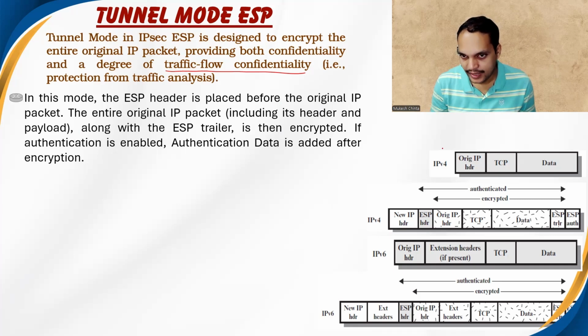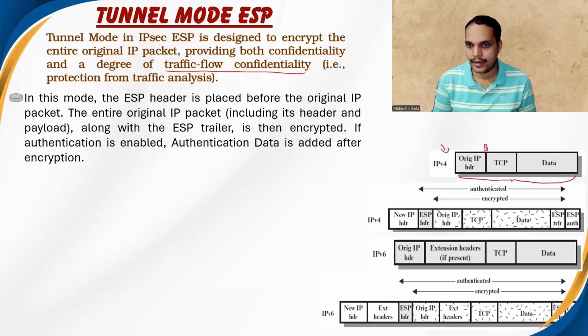That means, once again, let me take the IPv4 first. This is the IPv4. Earlier in transport mode, we added it here, isn't it? The header, and we encrypted this. If you see, this entire packet is now considered as a payload, and all the contents of the original IP header are now encrypted. You have the ESP header, you have the ESP trailer, and if required, you add the ESP authentication or the ICV value. Okay, you can see this. If authentication is enabled, then the authentication data is added after the encryption. You might now get it.